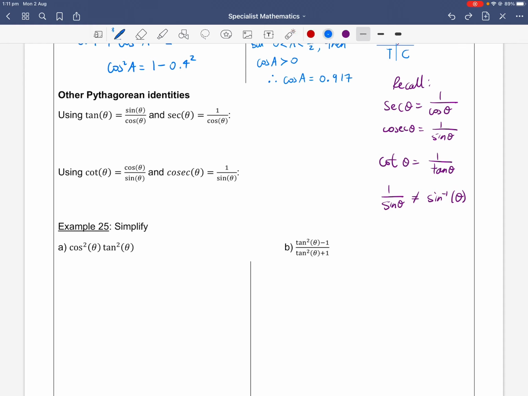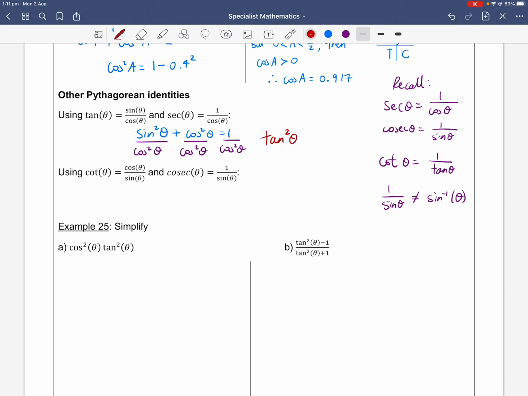So let's work with the original Pythag identity. We have sine squared plus cos squared equals 1. What if we divided both sides by cos squared? If we divide everything by cos squared, we end up getting that sine squared on cos squared is tan squared, because sine over cos is tan.